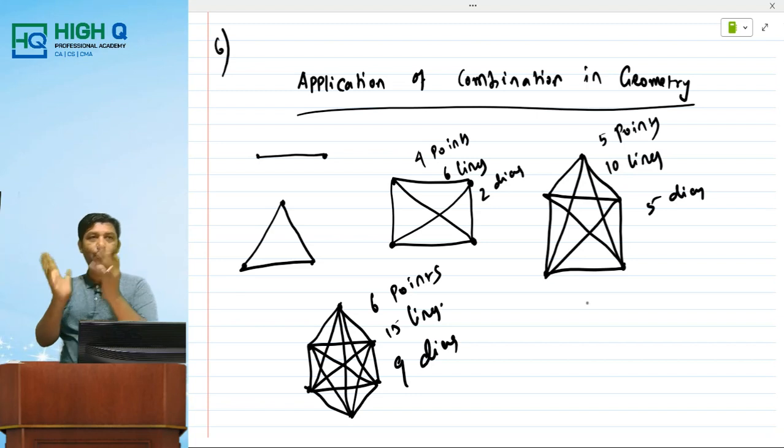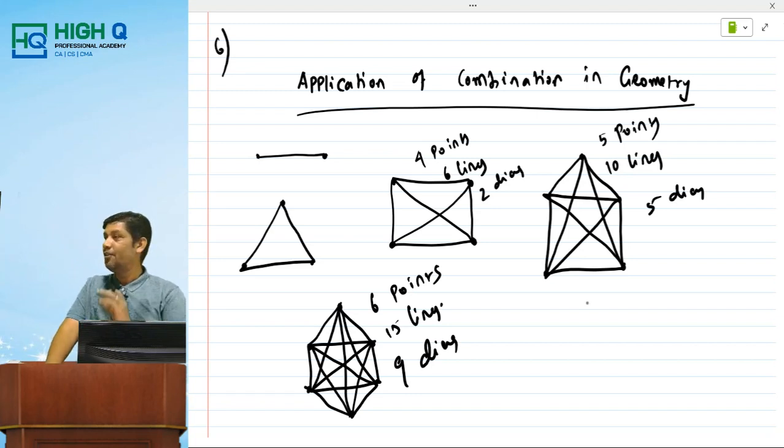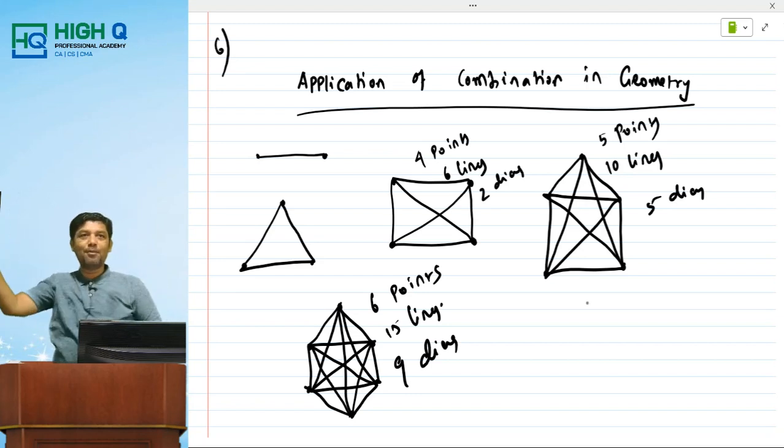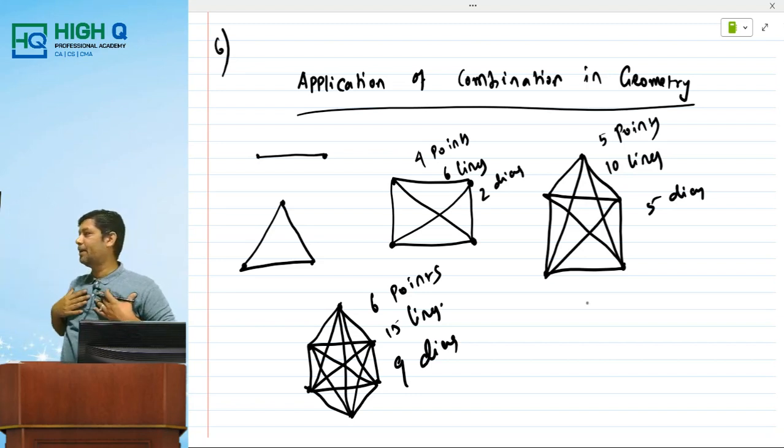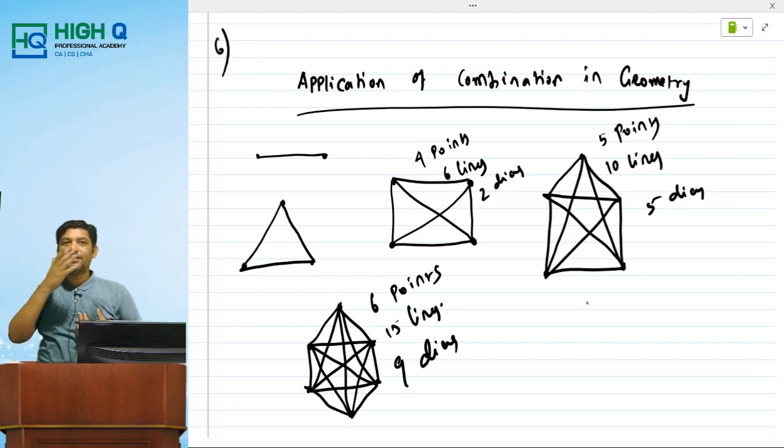Remaining lines. How did you get the remaining lines? From where? From the total number of lines. If I subtract the sides, I am getting the diagonals. So can we say the number of diagonals is equal to the total number of lines minus the number of sides. Is that right, my dear?